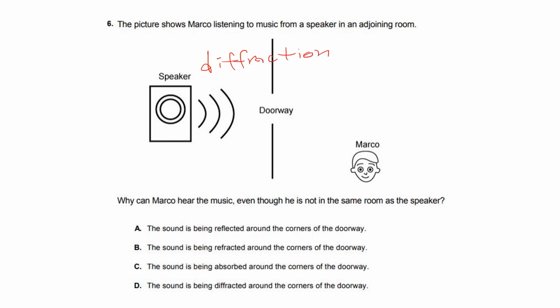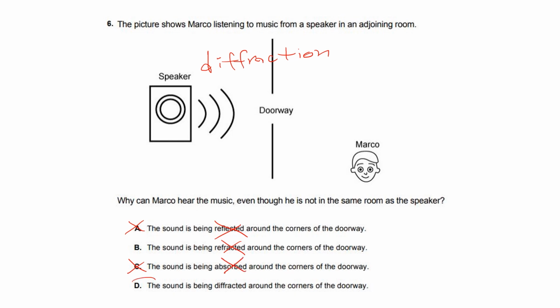So now, why can Marco hear the music even though he is not in the same room as the speaker? A, the sound is being reflected around the corners. No, it's not being reflected. B, the sound is being refracted around the corners. No, it's not being refracted. It's not bending as it goes through a different medium. C, the sound is being absorbed. If the sound was being absorbed, Marco would not be able to hear the sound.